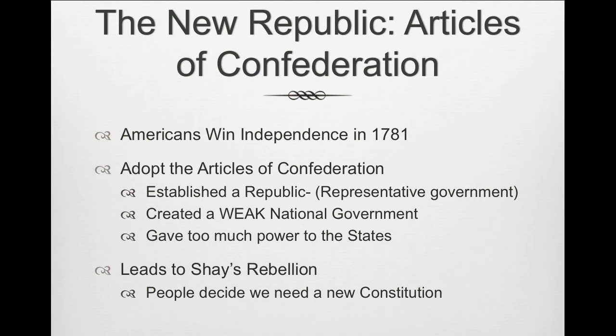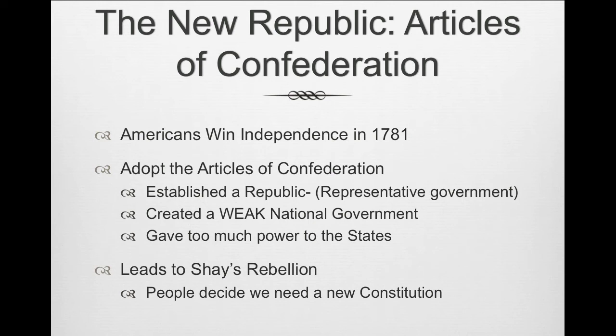It establishes a republic, which, as you guys know, means representative government. However, it creates a very weak national government. The national government does not have the power to tax. They have no power to create armies. Everything is left to the states, which starts to create problems. The states are given way too much power. In a particular instance, this leads to Shays' Rebellion.